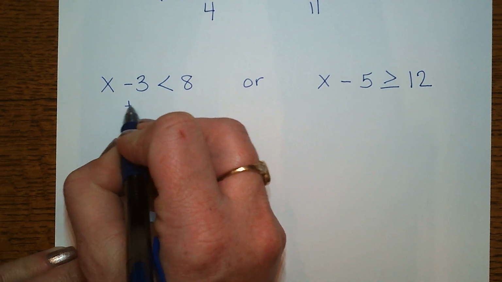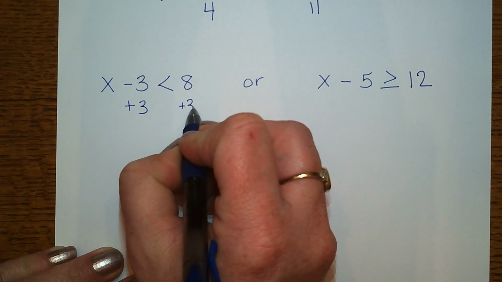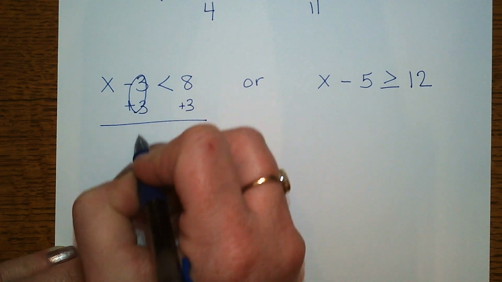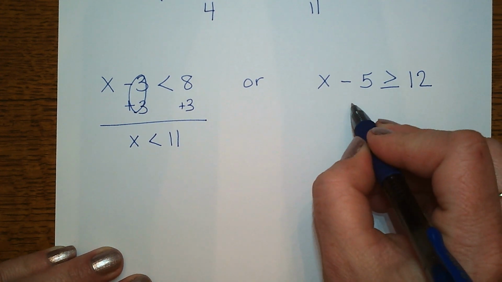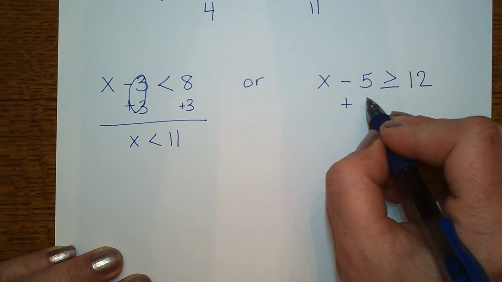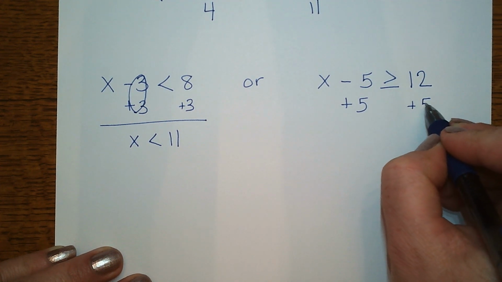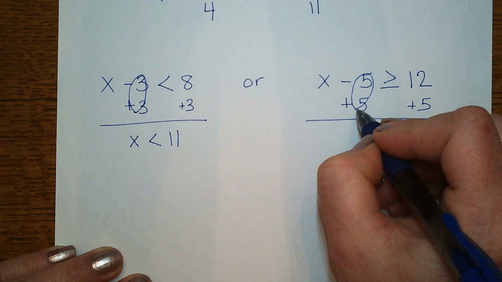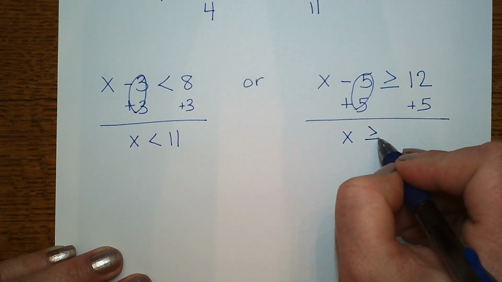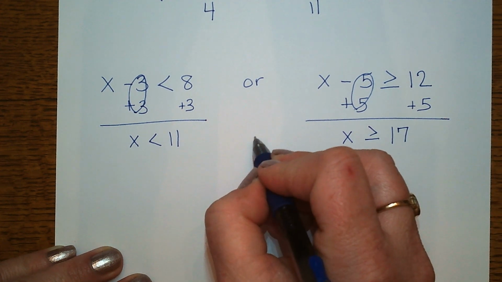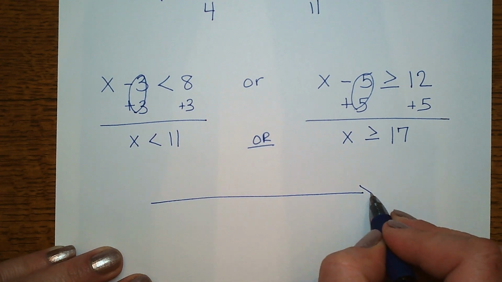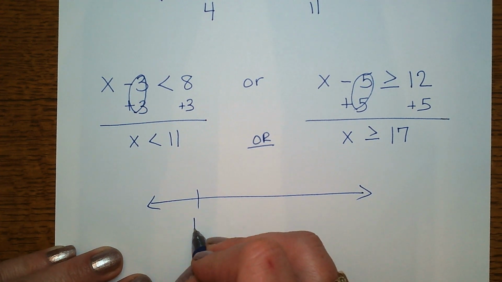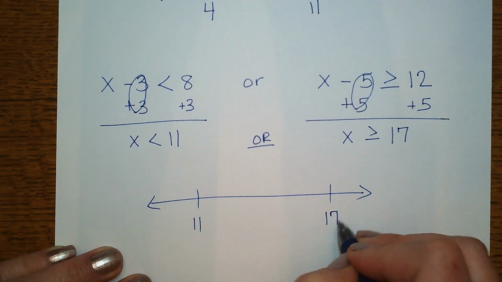Okay, my first step is to add 3. X is less than 11. My first step here is to add 5. X is greater than or equal to 17. Again, this is an OR problem. So when I graph, I have an 11, I have a 17.